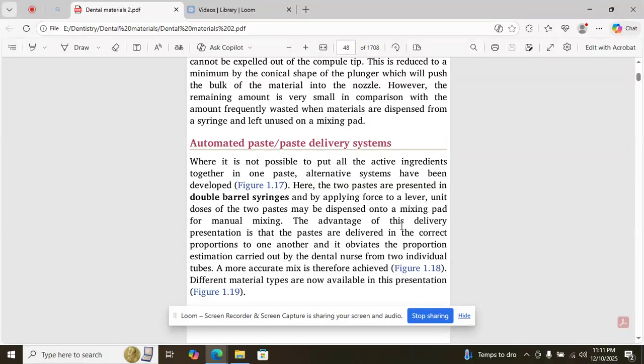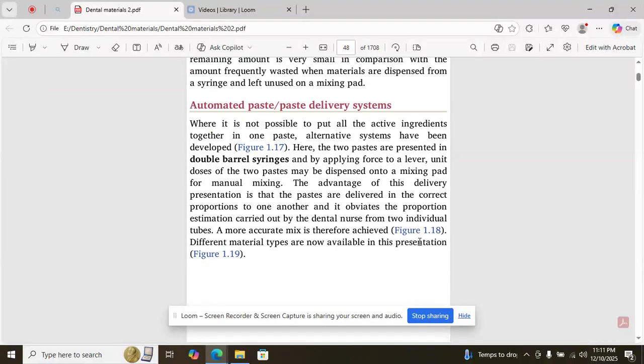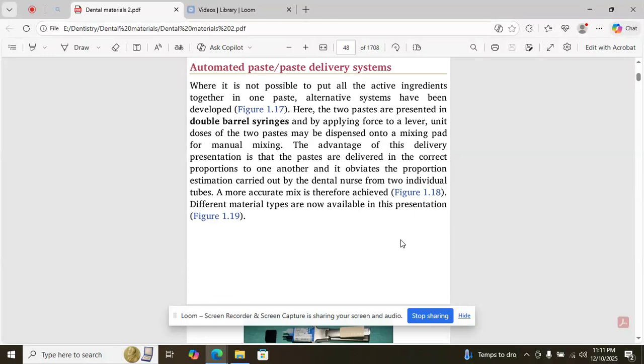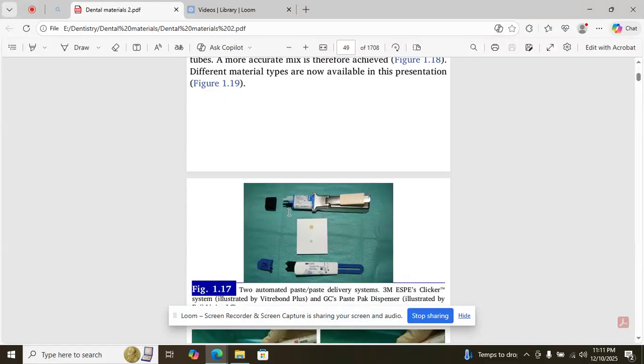The advantage of this delivery presentation is that the pastes are delivered in the correct proportions to one another, and it obviates the proportion estimation carried out by the dental nurse from two individual tubes. A more accurate mix is therefore achieved. Figure 1.18. Different material types are now available in this presentation.